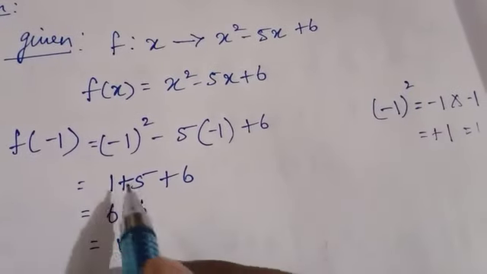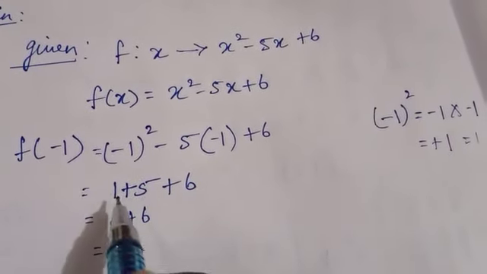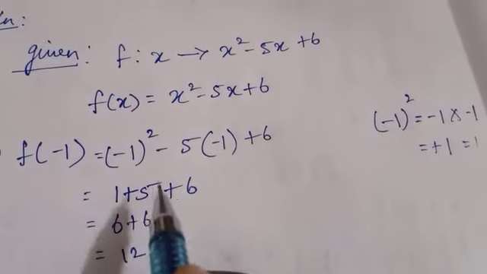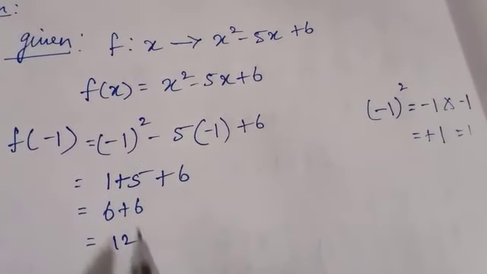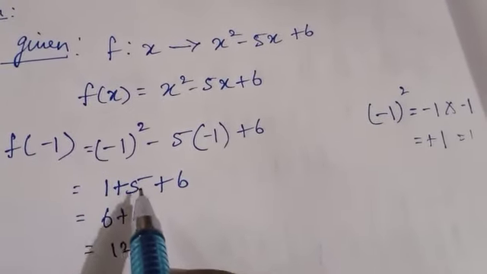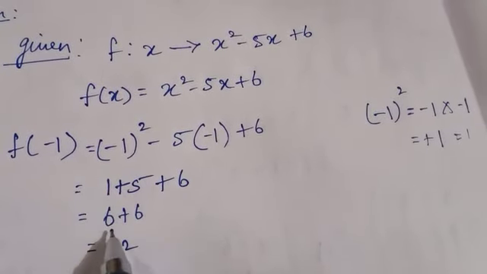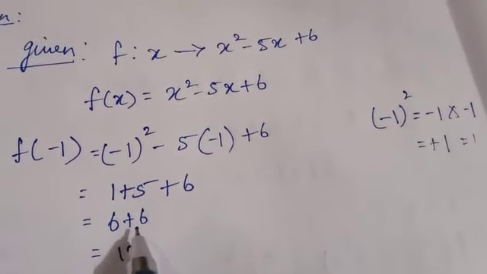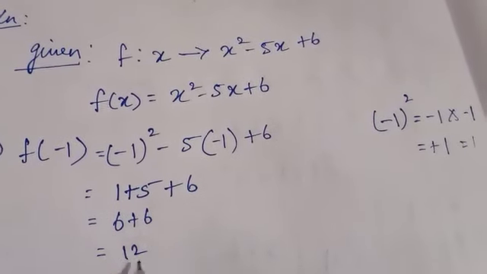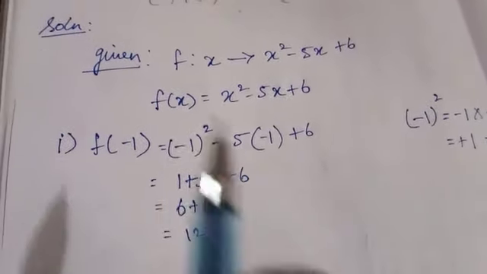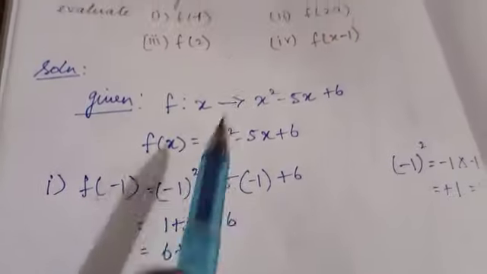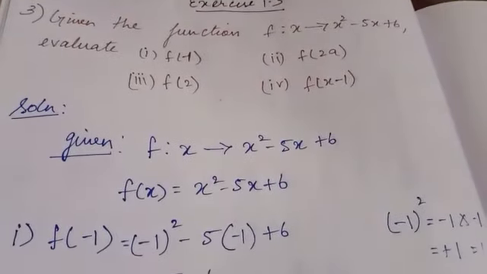Or else you can directly add, 1 plus 5 is 6 and 6 plus 6 is 12. Or else you can add two numbers at a time: the first two numbers, 1 plus 5, is 6, and the remaining number I have written here. Next 6 plus 6 is 12. So we have completed the first subdivision. Now moving on to the second subdivision.